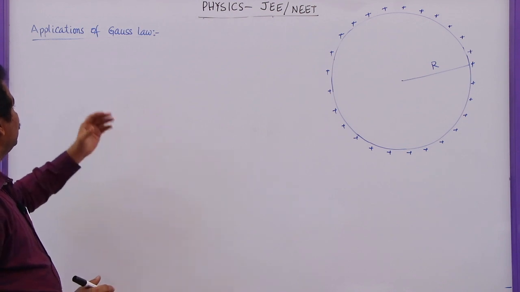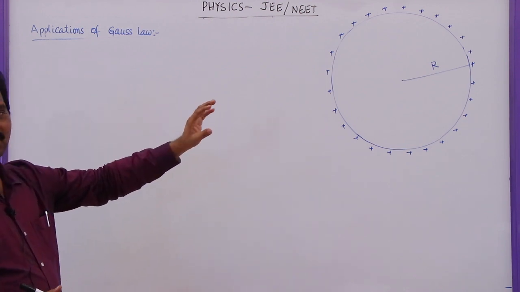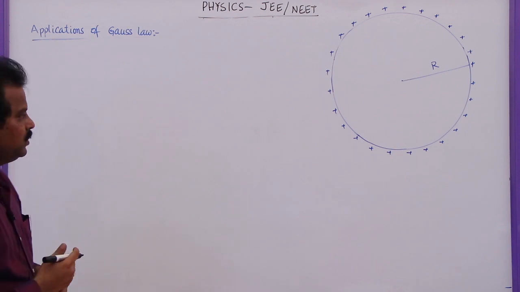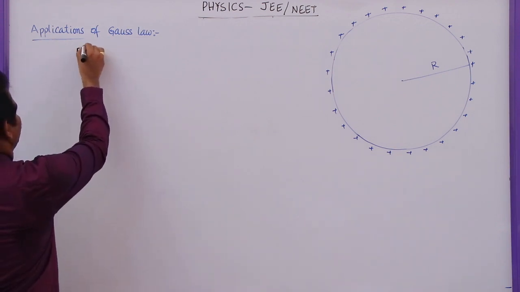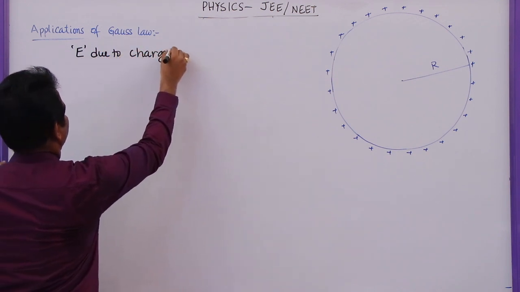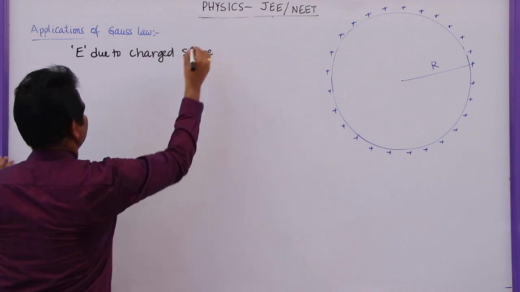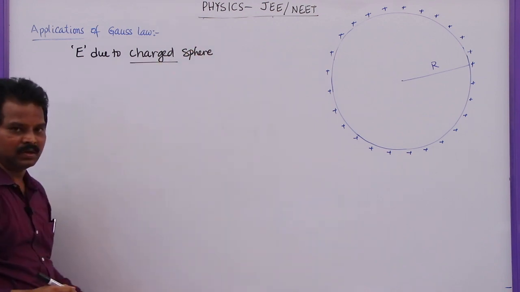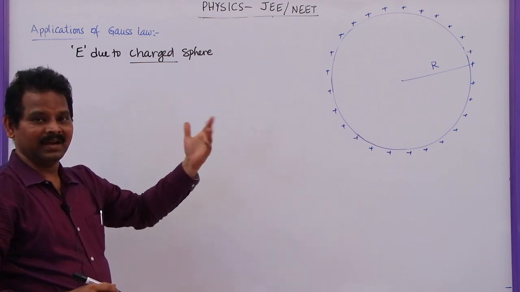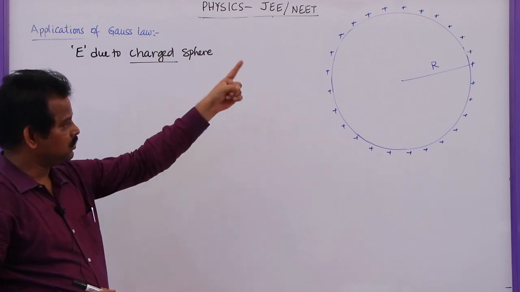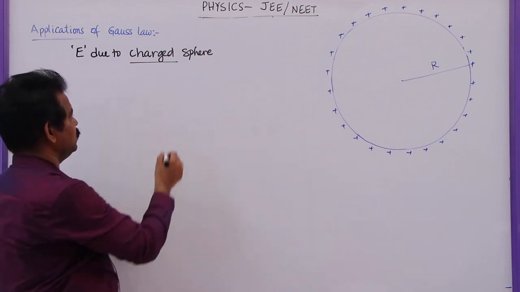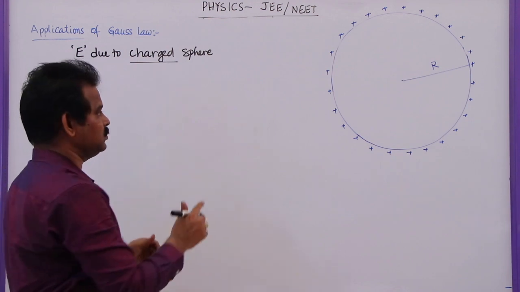Here in the applications of Gauss law, I am going to derive electric field due to a conducting charged sphere. So electric field due to charged sphere. Whenever I say charged sphere, the sphere may be conducting or non-conducting. If you see this diagram, charge is spread only on its outer surface. So this sphere is a conducting sphere.